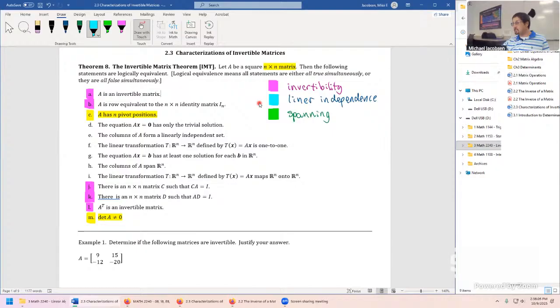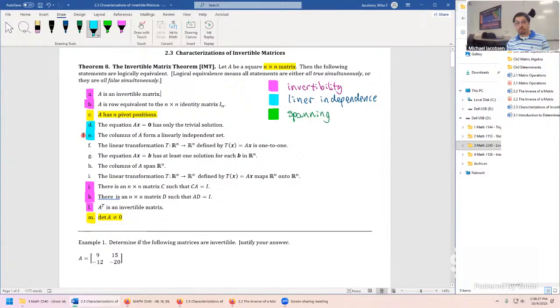Next, linear independence. We say a list of columns are linearly independent if and only if the matrix equation or the vector equation has only the trivial solution. So that's essentially the definition of linear independence. This is a restatement here: the columns form a linearly independent set. Again, parts D and E are the definition of independence.